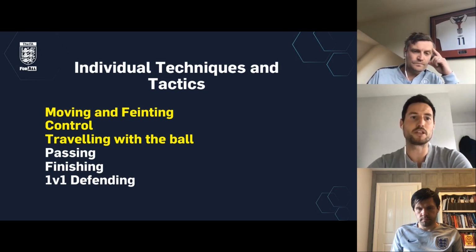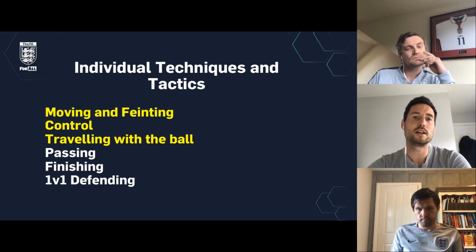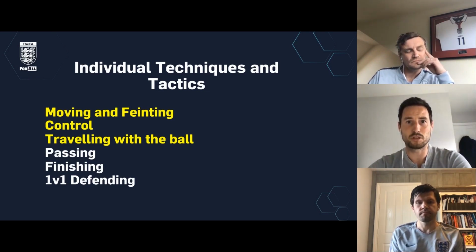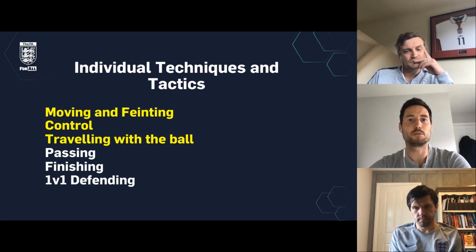I think the other thing to mention, which Scoobs touched on earlier, is they're called techniques and tactics. And I think it's important that we can't isolate the techniques from the tactics, because I think we're probably going to talk a bit about perception and decision making over the next half an hour or so.